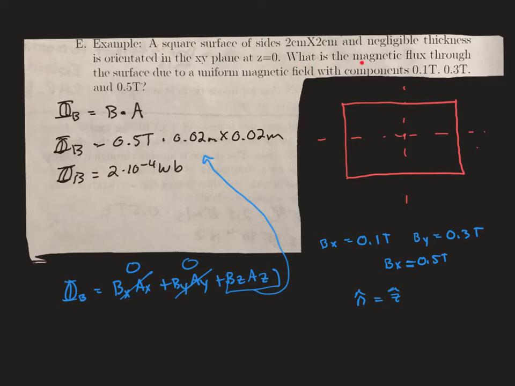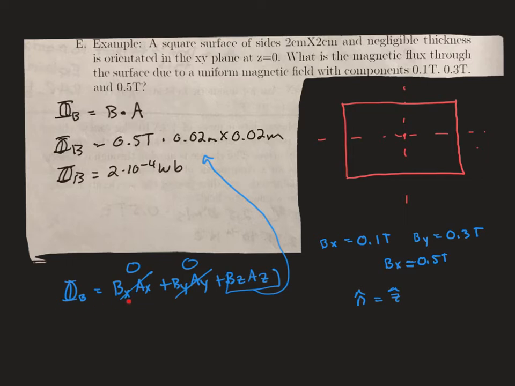And we want to know what is the magnetic flux through the surface due to a uniform magnetic field, and we're given the components. Our x component is 0.1 Tesla, our y component is 0.3 Tesla, and our z component is 0.5 Tesla. Alright, so we want to know what the magnetic flux is. So we're going to do B dot A, and we don't have to worry about integrating in terms of A because it's a uniform magnetic field.